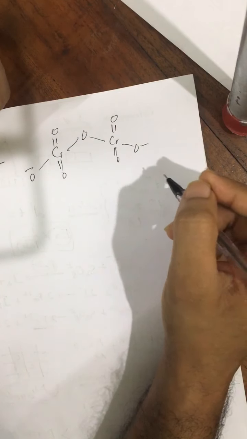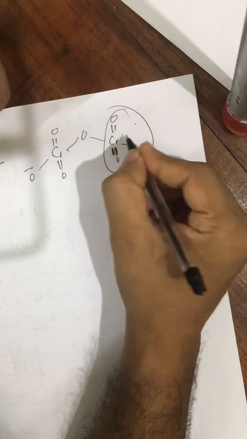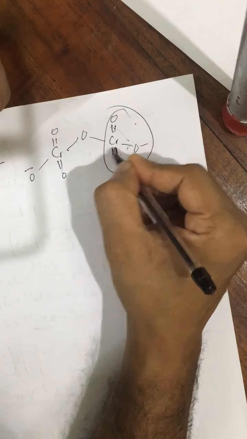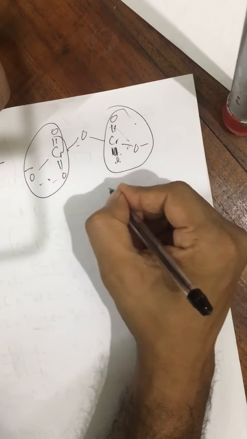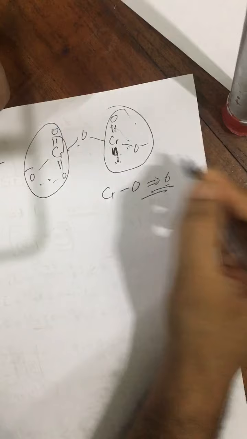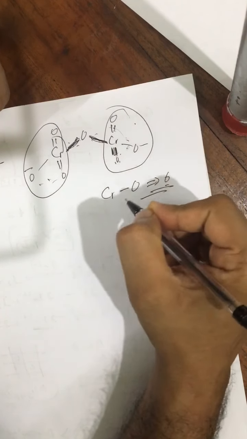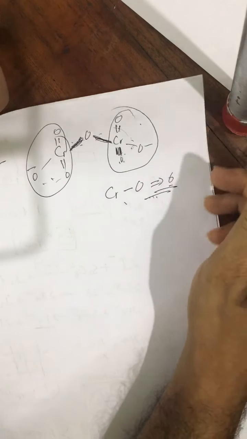And normally one question is asked: see here, resonance is possible. So these three bonds, the bond length will be the same. These three bond lengths will be the same. So six Cr-O bonds show the same bond length, and this one is different, and this bond length is more than this bond length. All right, so you should be careful.